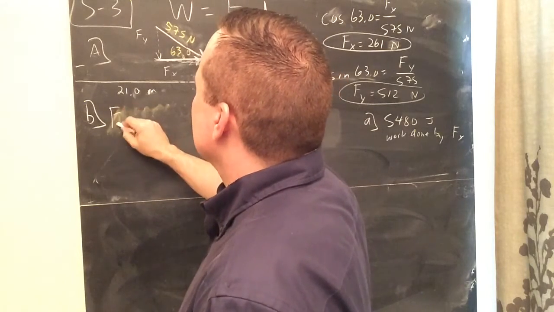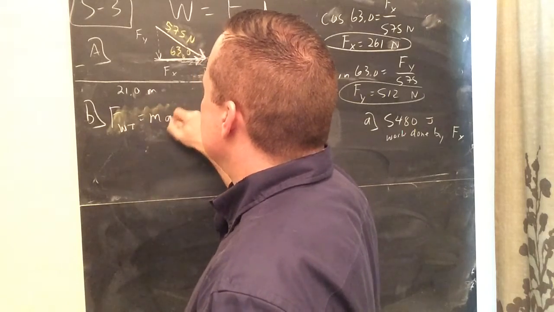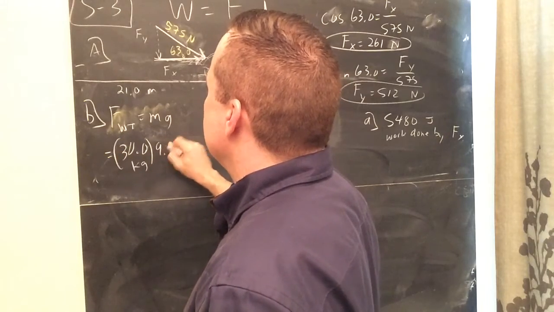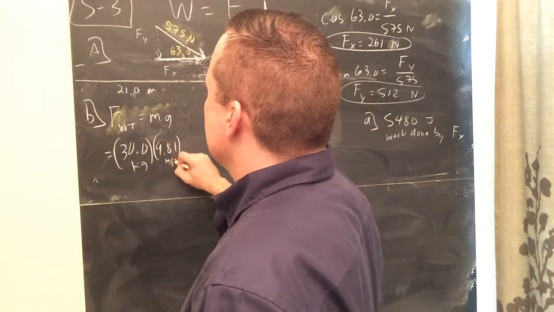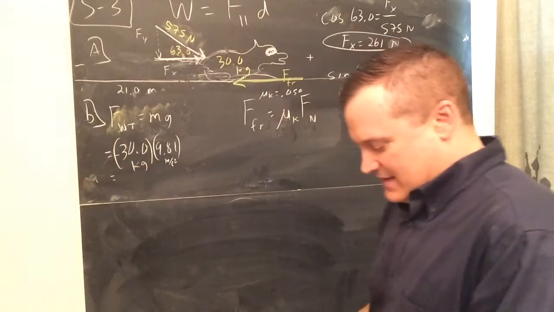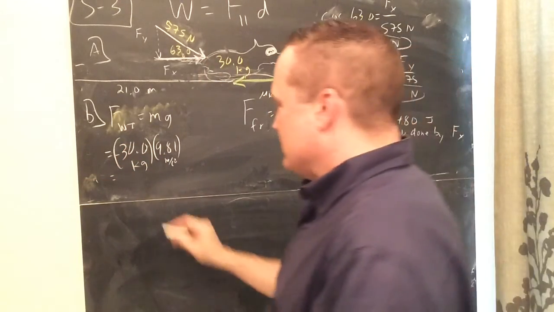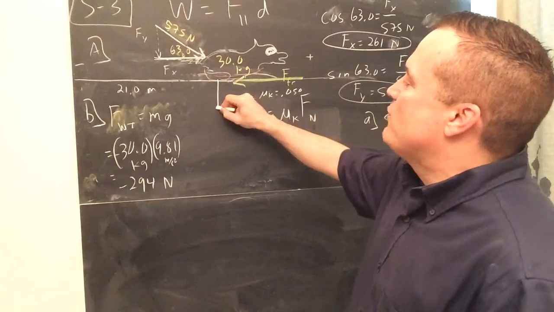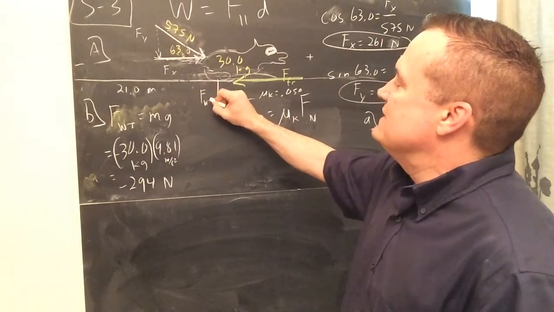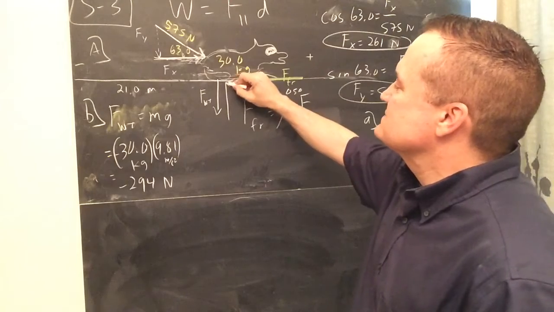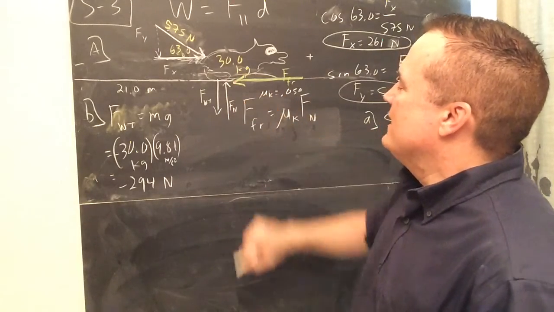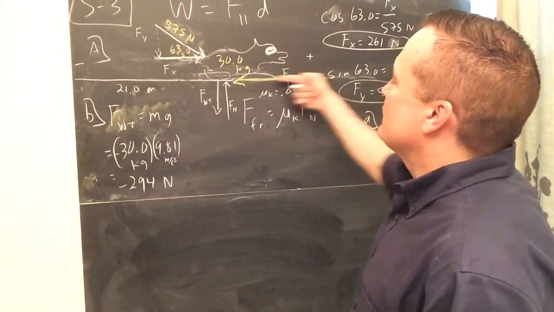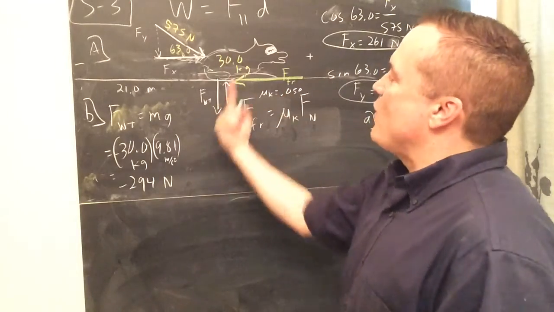So his weight is mg. That's going to be 30 kilograms times 9.81 meters per second squared. Now you can make it negative if you want to. Let the weight be negative. 30 times 9.81, negative 294 newtons. Now, his weight is pulling him down. Is his weight equal to the normal force? Well, I know I use all these arrows here. So you have this force: 1, friction, 2, weight, 3, 4, normal force.